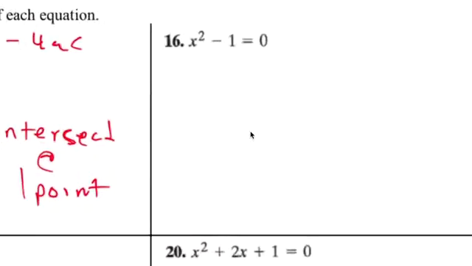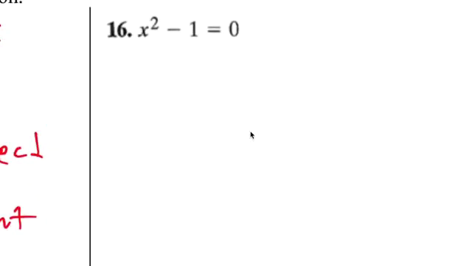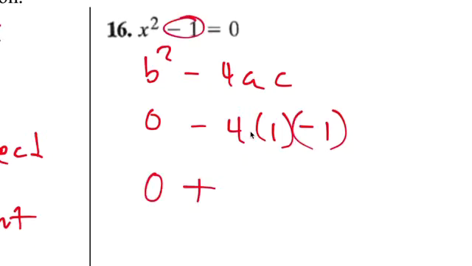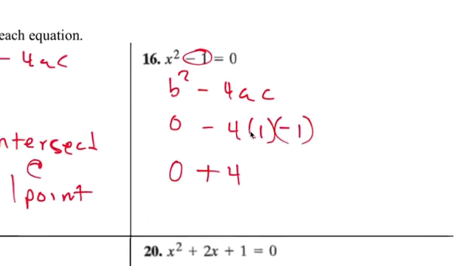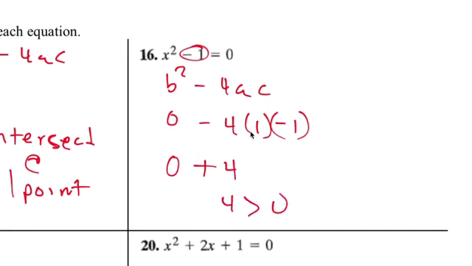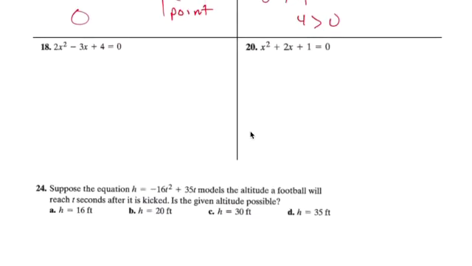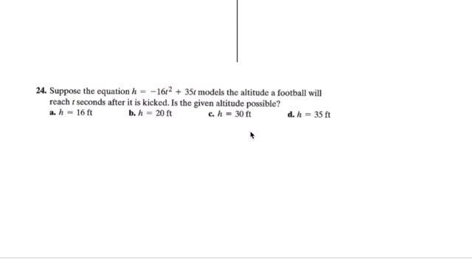Okay, same thing. b squared minus 4ac. b is 0, minus 4 times a, which is 1, times c, which is negative 1. Okay, so 0 plus 4. 4 is greater than 0, so it intersects in 2 points. Okay, go ahead and do the rest. Same thing here.